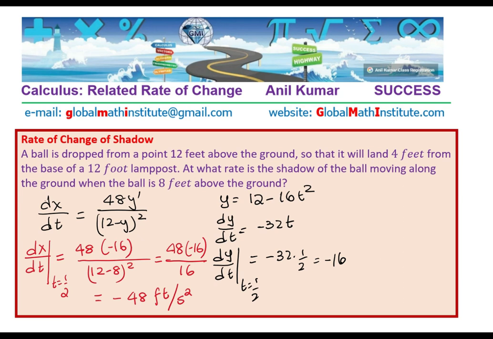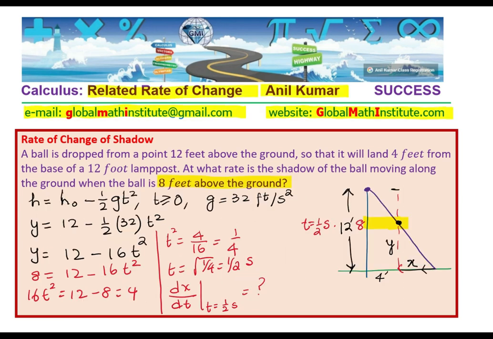Okay. So now let's look into the steps which we followed. We began by sketching the diagram, ball being 4 feet away from the lamppost, which is 12 feet high. So the height of the ball is given by 12 minus half, 32t squared, simplified to 12 minus 16t squared. When y was 8, t was half a second. And the equation is y equals 12 minus 16t squared.